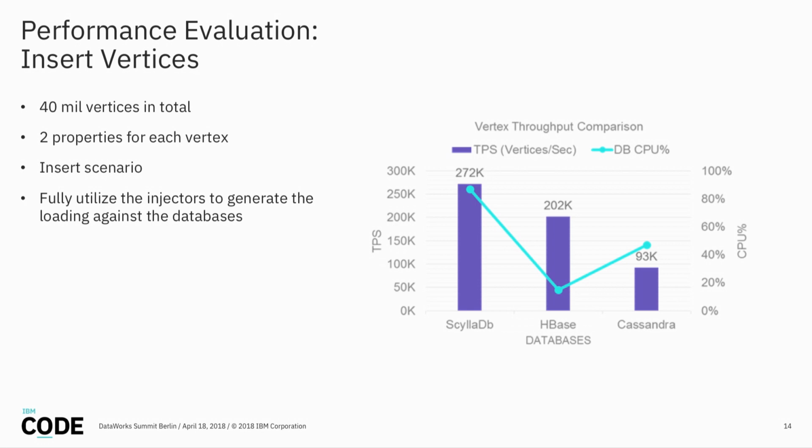Okay, the first test case we have here is to insert vertices. In JanusGraph, that means insert only. We don't need to do any search. Okay, so write operations, basically. We push 40 million records into the system as fast as we can. Okay, we achieved 272K per second with Solr. And as you can see on the chart, we also achieved more than 80% CPU usage for the DB servers on average. Okay, compared to others, you can see Cassandra and HBase, they are much lower in TPS and also lower in CPU usage.